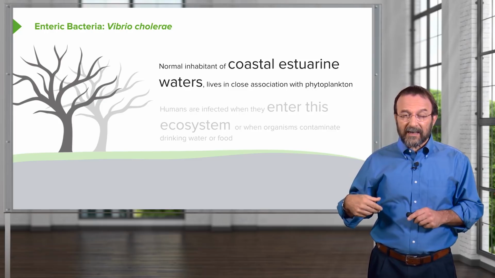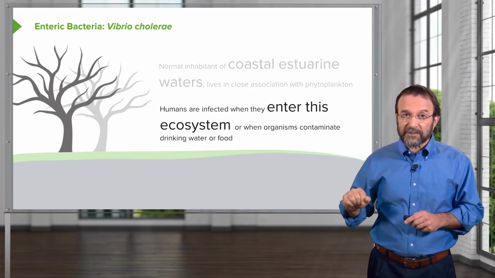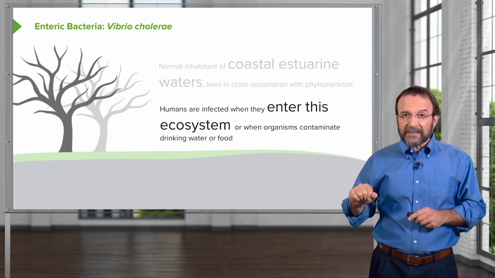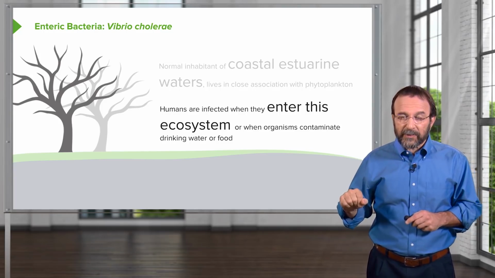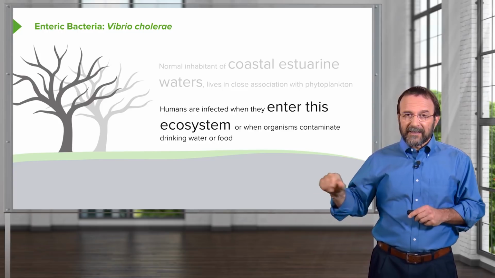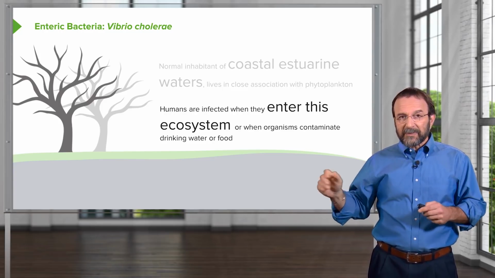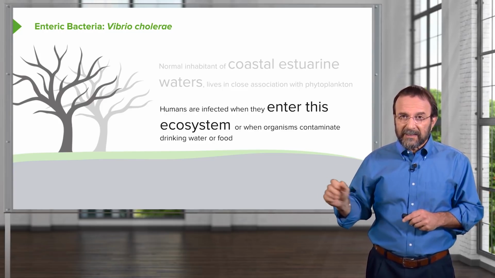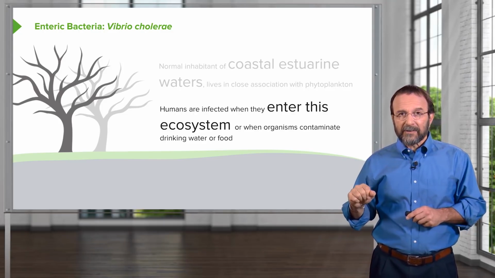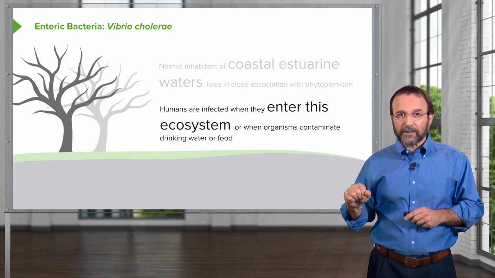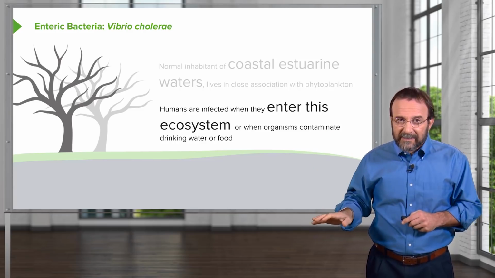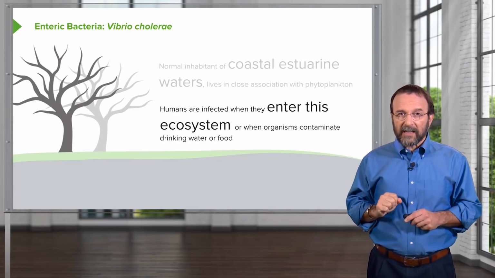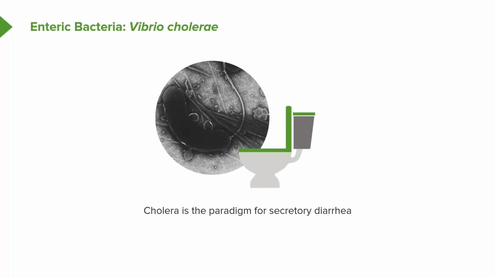So why do they infect us? Well, sometimes we enter this ecosystem, or the organisms contaminate our drinking water or food. So somehow they can get into our food or drinking water. Typically when sewage systems aren't working properly, Vibrio can get into our water supply, and then they infect us and cause problems. Cholera is the disease caused by Vibrio cholerae. It is the paradigm for secretory diarrhea. It is upon this that our knowledge and understanding of this condition is based.